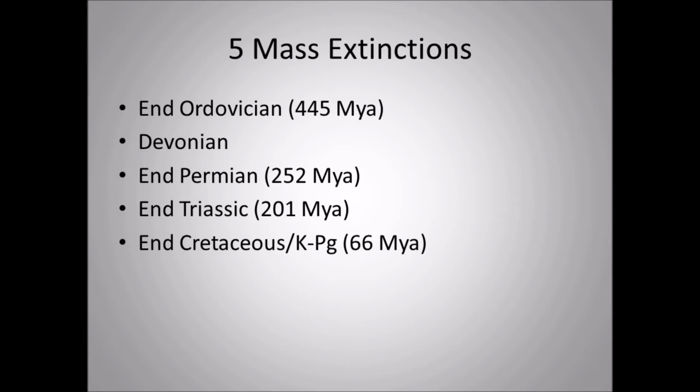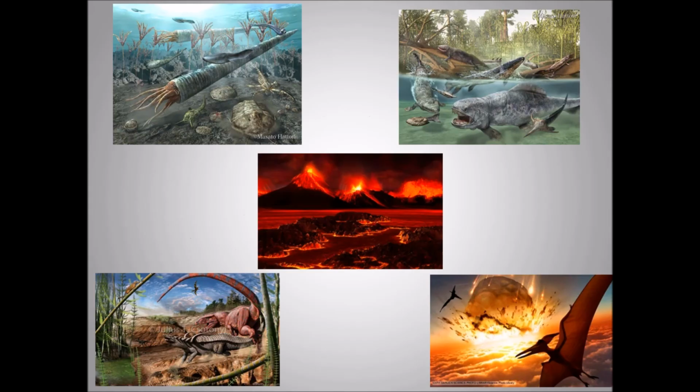And then we have 5 mass extinctions in the geologic time period. We have the End Ordovician, 445 million years ago. The Devonian, there were multiple extinction times in the Devonian. I'm not going to get through all of them. The End Permian, 252 million years ago. That is the biggest extinction of all. The End Triassic period, 201 million years ago. Then the End Cretaceous, or the KPG extinction, and that is the more famous extinction, and that is 66 million years ago. So all these pictures kind of show what was around in those particular times.